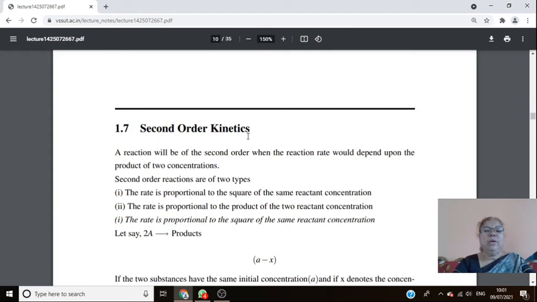See, the second order reactions or second order kinetics. A reaction will be of second order when the reaction rate depends upon the product of two concentrations. The second order reactions are of two types. The rate is proportional to the square of the same reactant's concentration, and the rate is proportional to the product of the two reactant concentrations.